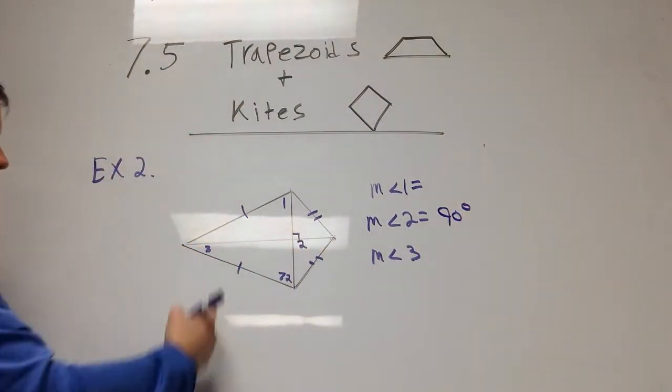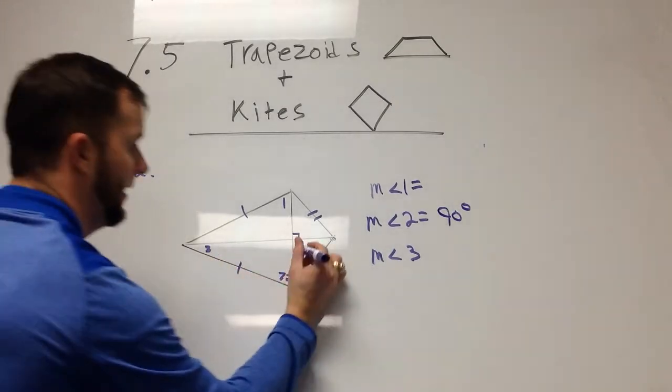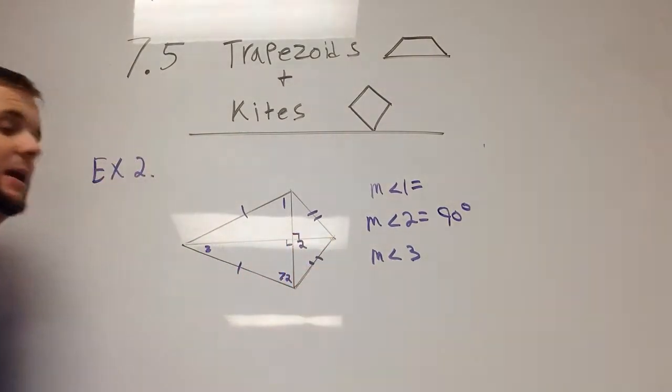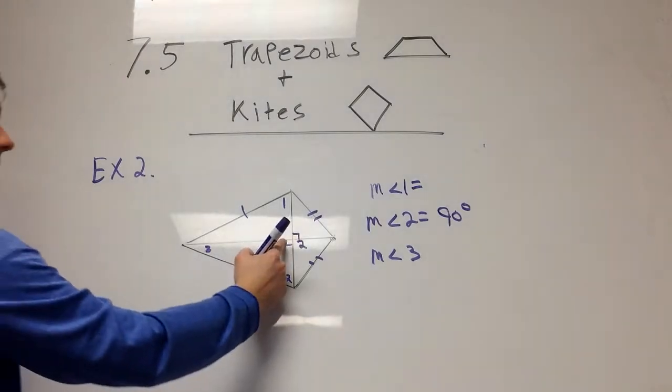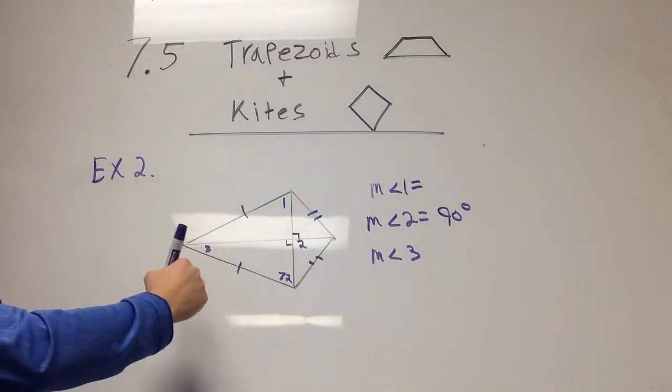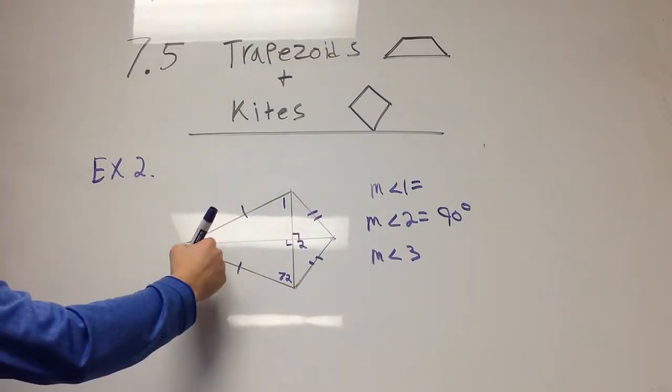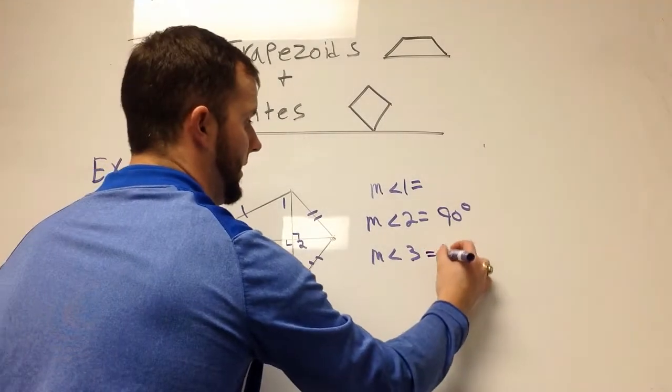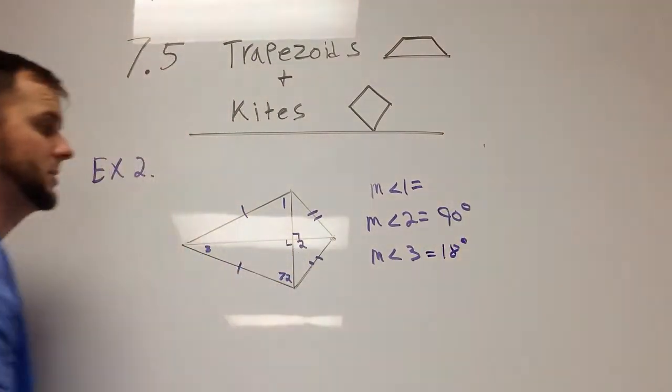Okay? And now, to find angle 3, I know that this one right here is 90 degrees. So 90 plus 72 is going to equal 162. And then all the angles of a triangle add up to 180. So 180 minus 162 is going to give me 18. So angle 3 is going to be 18 degrees.